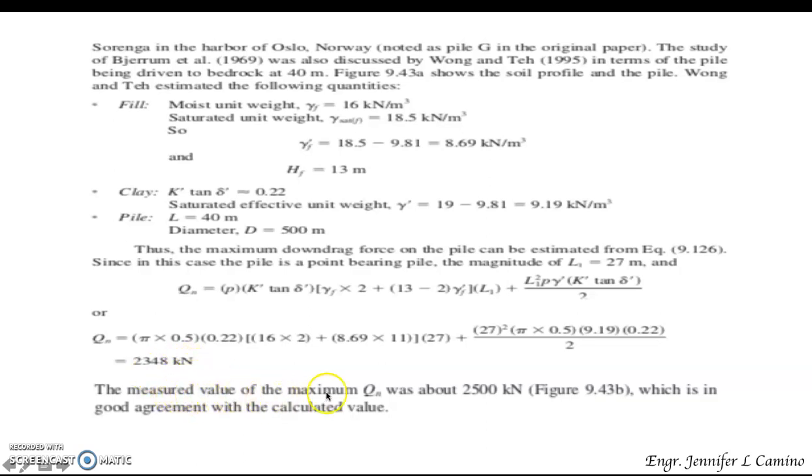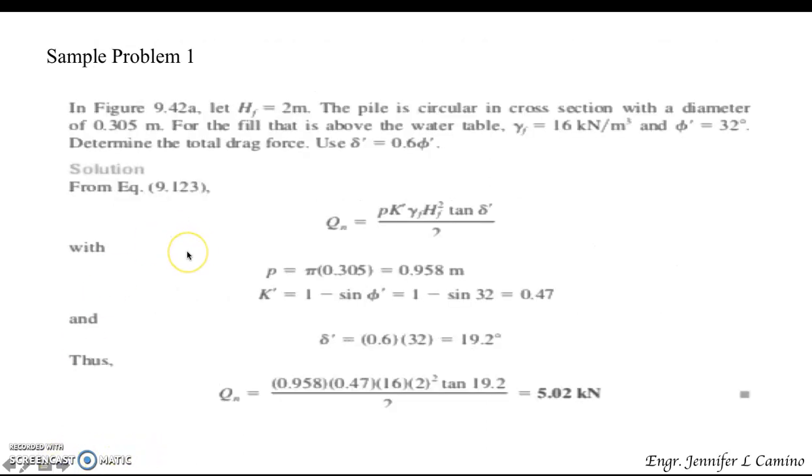The measured value of the maximum Qs of n was about 2,500 kilonewton, which is in good agreement with the calculated value. So we have here a sample problem. In the figure, we let h of f equal 2 meters. The pile is circular in cross-section with a diameter of 0.305 meters. For the fill that is above the water table, gamma sub f is 16 kilonewton per cubic meter and phi prime is 32 degrees. Determine the total drag force and use small delta prime equal to 0.6 of phi prime.